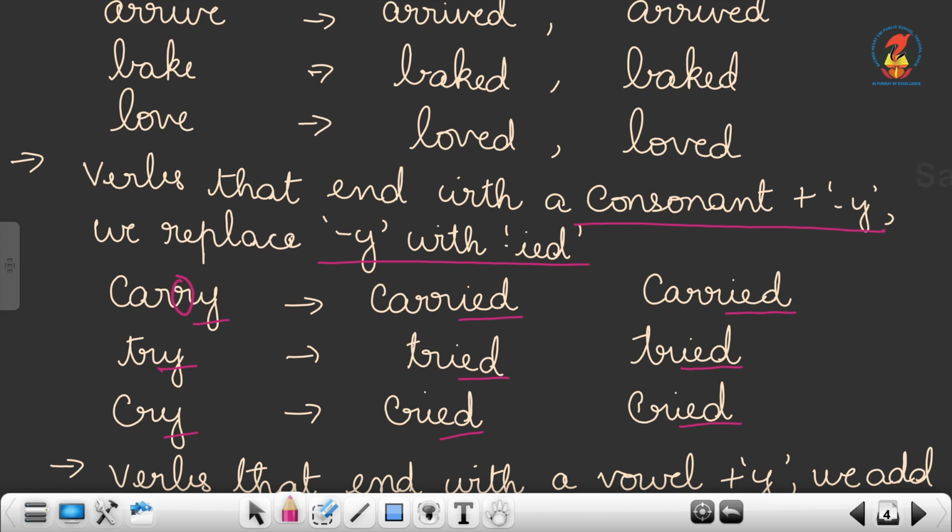Look at the next word, try. Here the verb is ending with y, and before y, which letter do we have? Is it a vowel or a consonant? The letter R, that is also a consonant. So we have cut out that y and replaced it with IED. So the past form of try is tried and past participle is tried itself. Here also cry ends with a consonant and y. So there we have replaced it with IED. So it would become cried, cried itself.